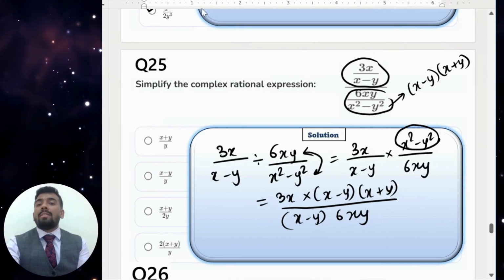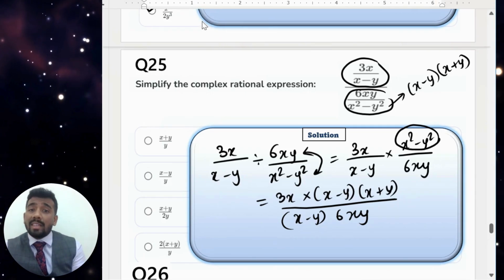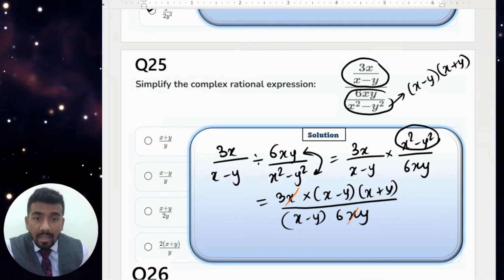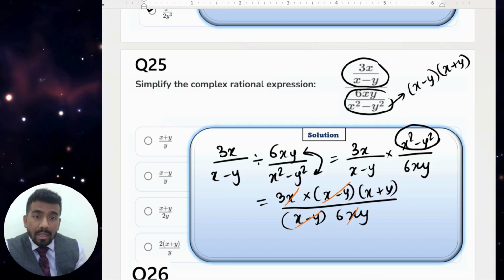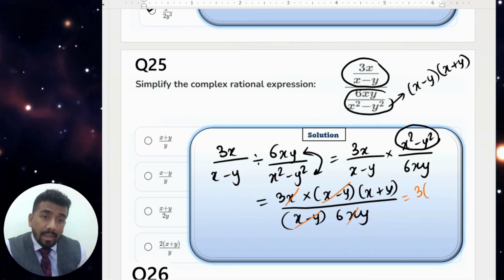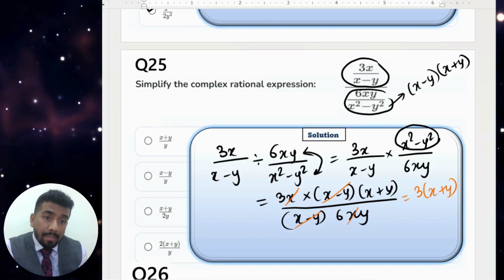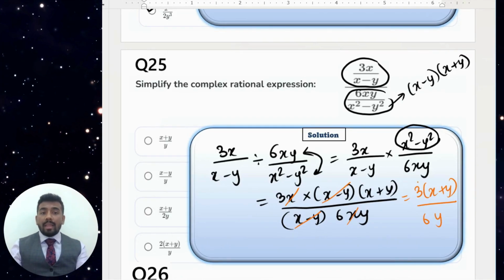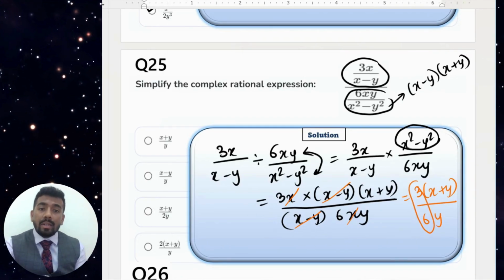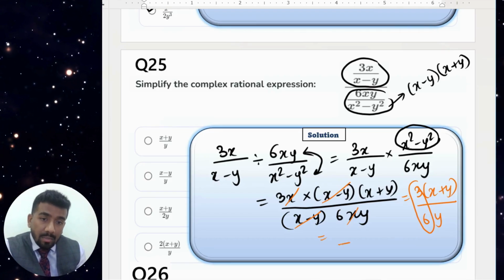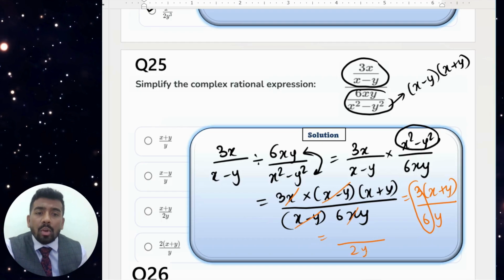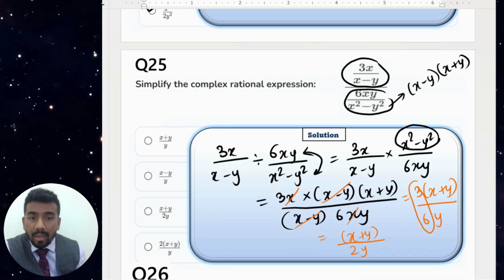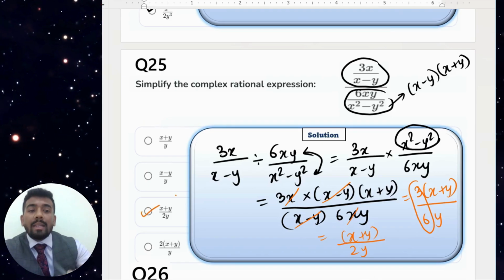Now time to cancel everything. Not everything, the terms which get cancelled. Like x and x will get cancelled. X minus y gets cancelled. So what is remaining up? 3 and x plus y. And what is remaining down? Only 6 and y. And 3, if you divide by 6, you will get 2 down, right? Put in the calculator 3 over 6, you will get 1 over 2. So put the 2 down and you have x plus y up. So which option? X plus y over 2y.